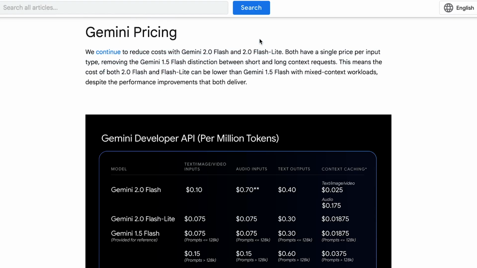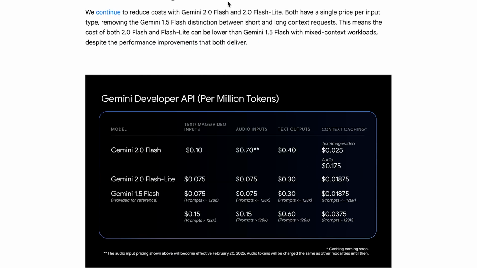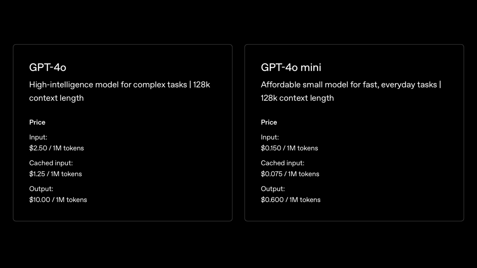What these models do have going for them though is their price. 10 cents per million tokens for 2.0 Flash, and even less than that for the new 2.0 Flash-Lite. For reference, here is OpenAI's pricing for GPT-4o and GPT-4o Mini per million tokens. Gemini 2.0 Flash, which is nearly on par with GPT-4o, is literally cheaper than GPT-4o Mini.